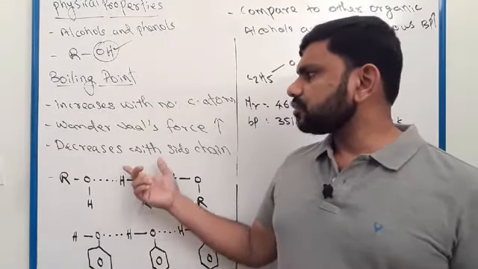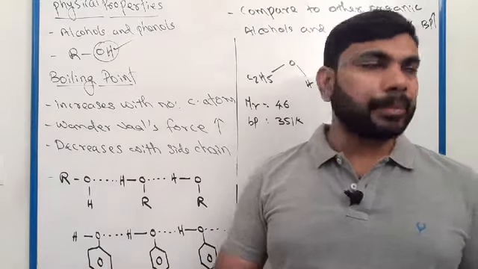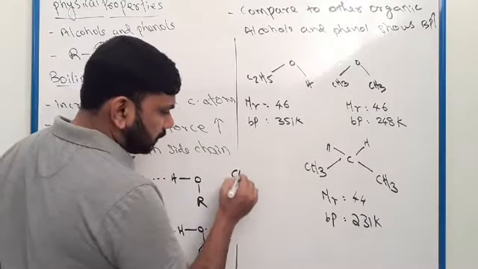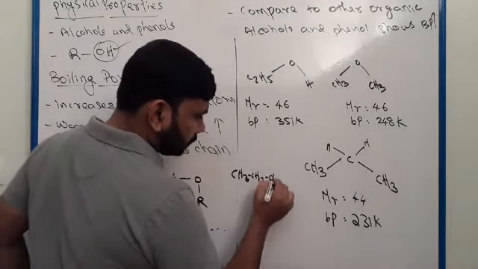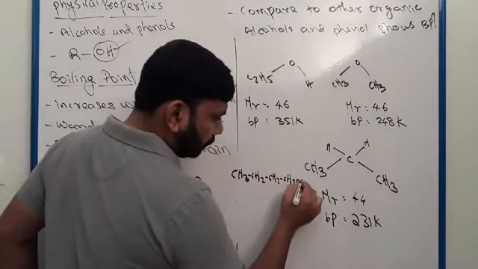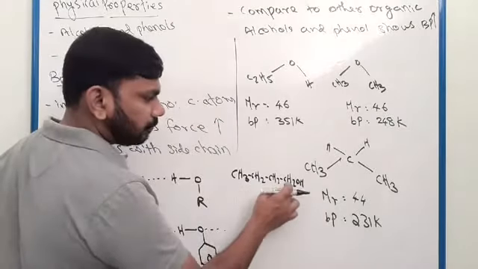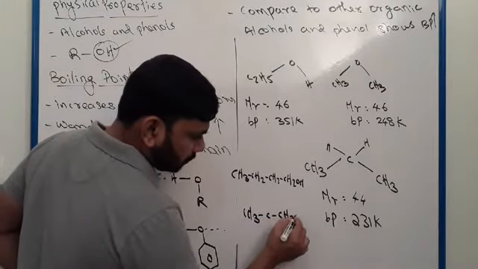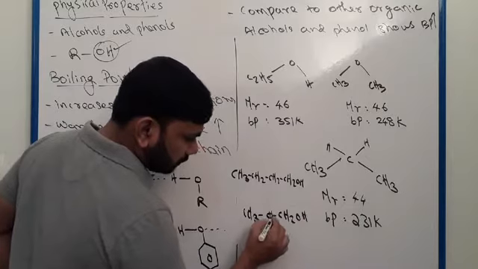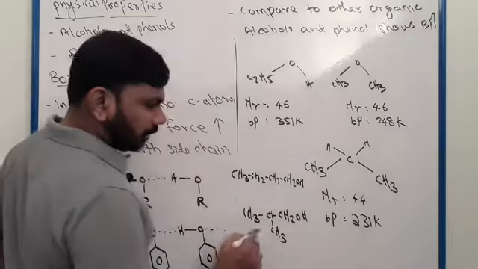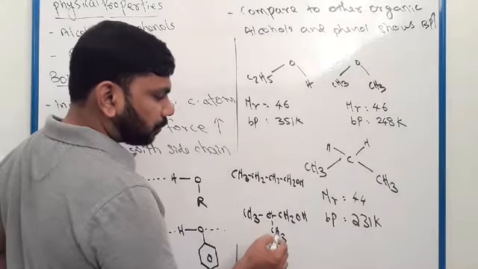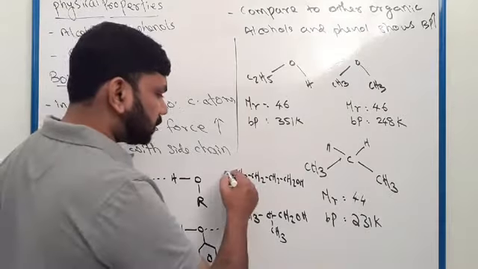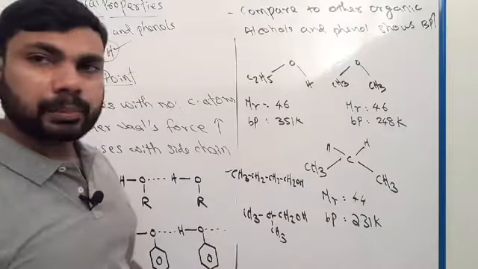Clear? Also, you have to understand branched alcohol. For example, see here you have CH3, CH2, CH2, CH2OH, butanol. This is butanol, 1, 2, 3, 4 carbon atoms. Similarly, you consider CH3, CH2OH, branched. Here also you can see 4 carbon atoms. So here which one shows higher boiling point? Here this one, butanol shows higher boiling point.